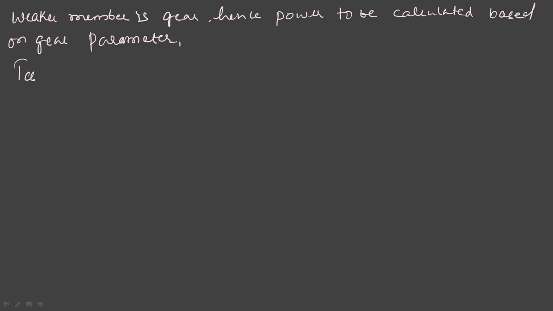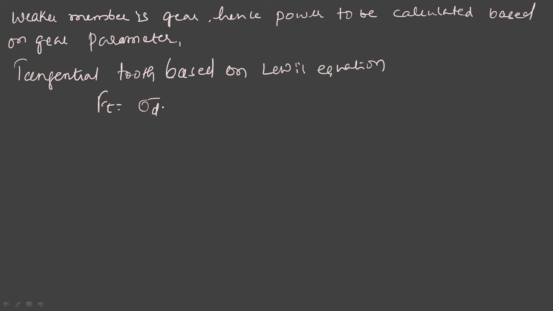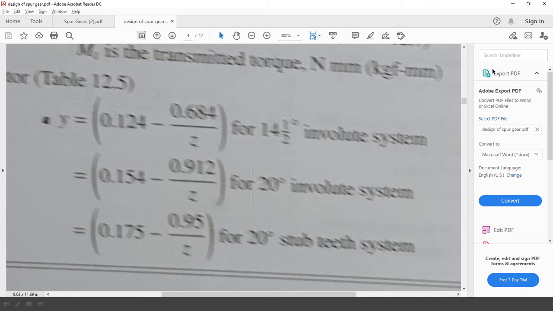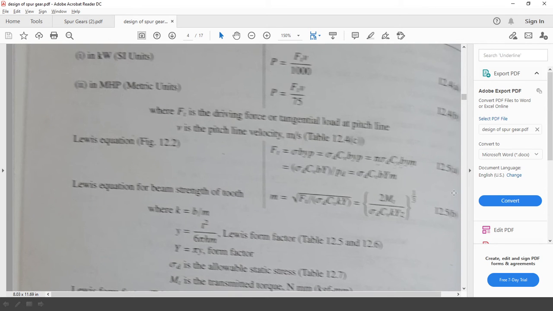Now you know the tangential tooth load based on Lewis's equation. Ft equal to sigma d Cv y by b into m. This is the equation; you can refer to the design data handbook, equation number 12.5a.